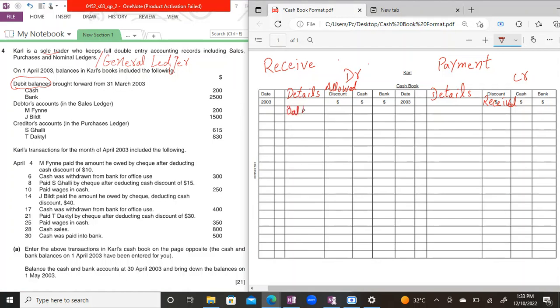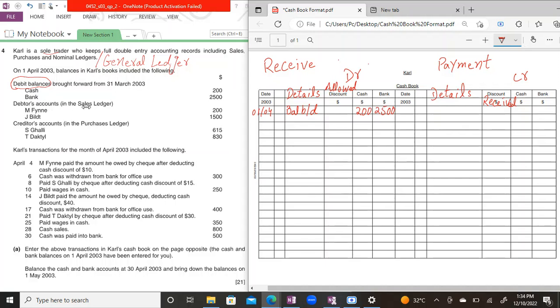So you write here balance brought down. For the cash, it is 200, and for the bank, it is 2,500. And now the date will be, year is 2003. So here you write 1st April, which means the starting of the month, 1st April 2003.